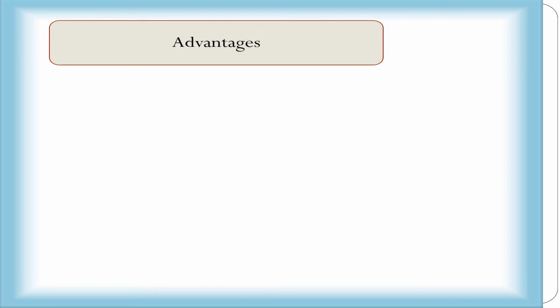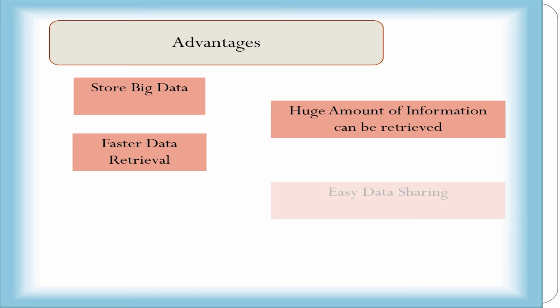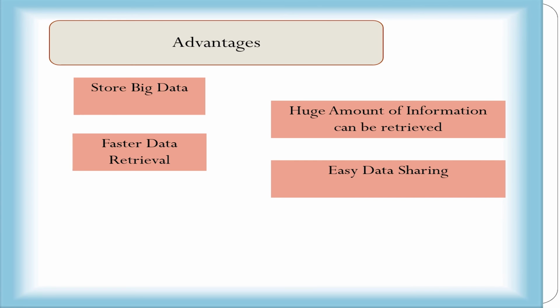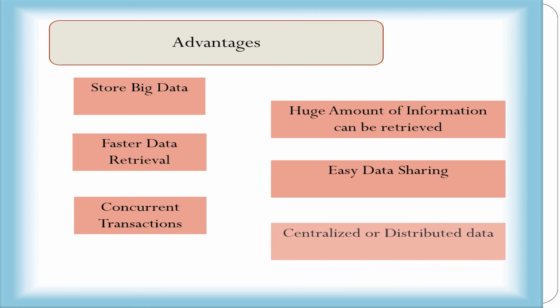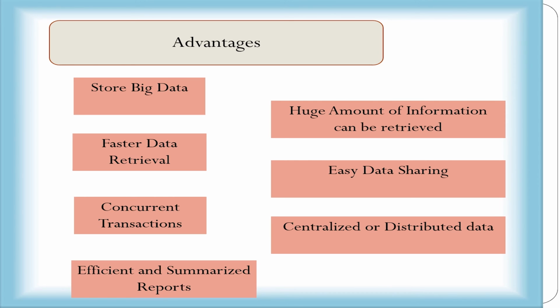Why we need to have an information system in an organization is an important question. And the answers, let's look at why we need to have information systems in an organization. We can store big data, retrieve huge amounts of information at a much faster rate. We can easily share data. We can concurrently perform transactions on data. We can keep data centralized or distributed across several locations. And we can design more effective and summarized reports.